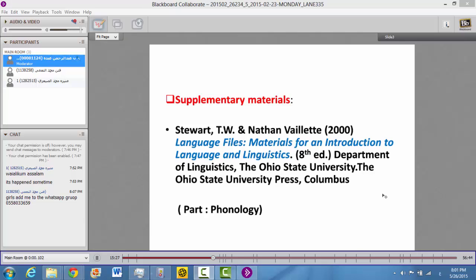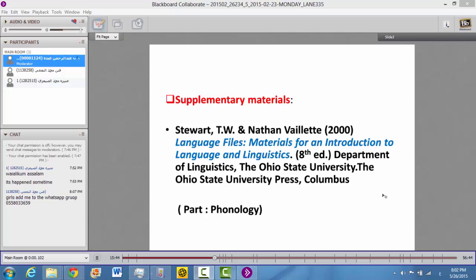So don't start doing this exercise first. You have to study the chapter well and then answer these two questions. Without studying, you can't do it.